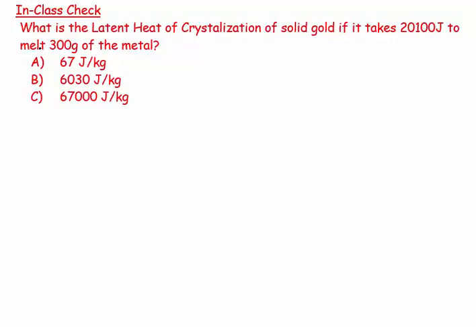Welcome. This question says, what is the latent heat of crystallization of solid gold if it takes 20,100 joules to melt 300 grams of the metal? So we're envisaging basically a system where we have some kind of cube of solid gold and we heat it up using some kind of heat source like our Bunsen burner, and we convert it into a nice puddle of gold.